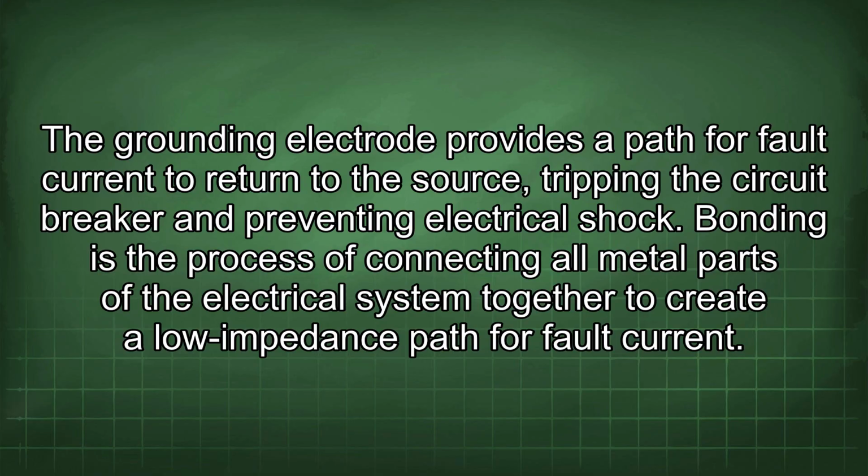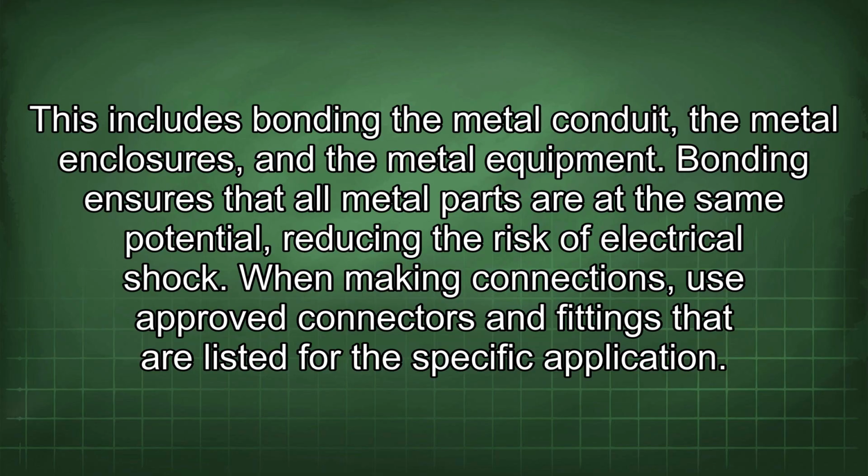Bonding is the process of connecting all metal parts of the electrical system together to create a low impedance path for fault current. This includes bonding the metal conduit, the metal enclosures, and the metal equipment. Bonding ensures that all metal parts are at the same potential, reducing the risk of electrical shock.